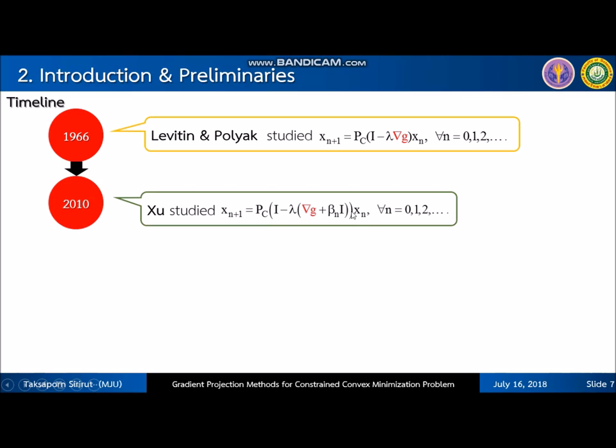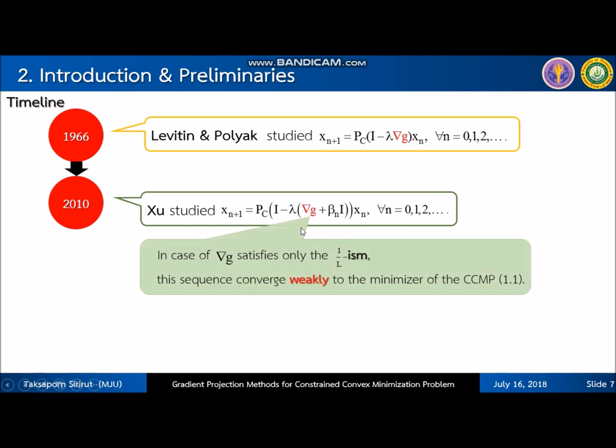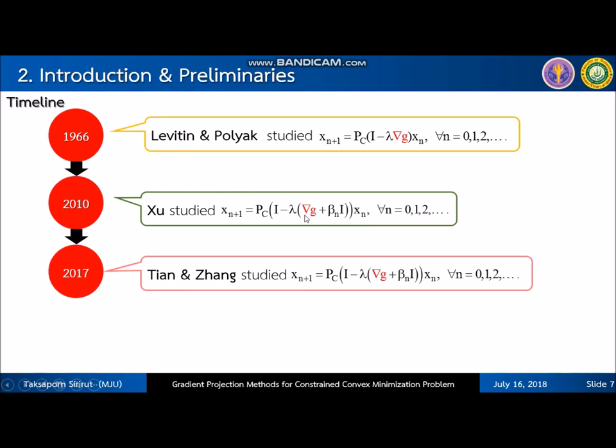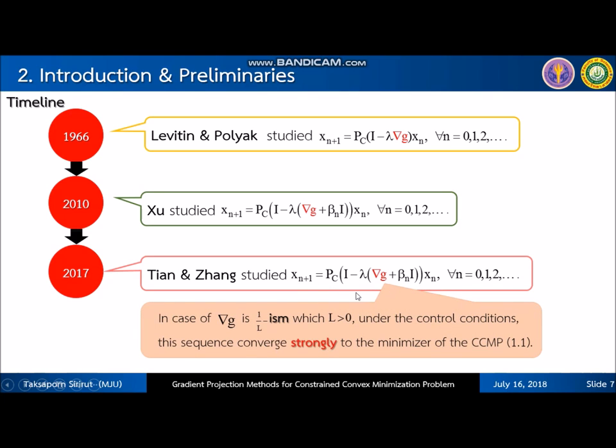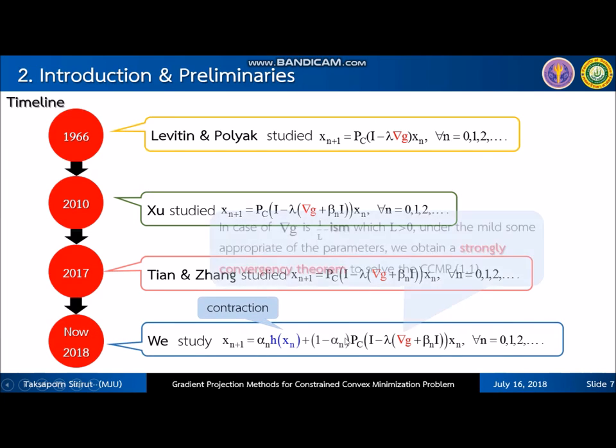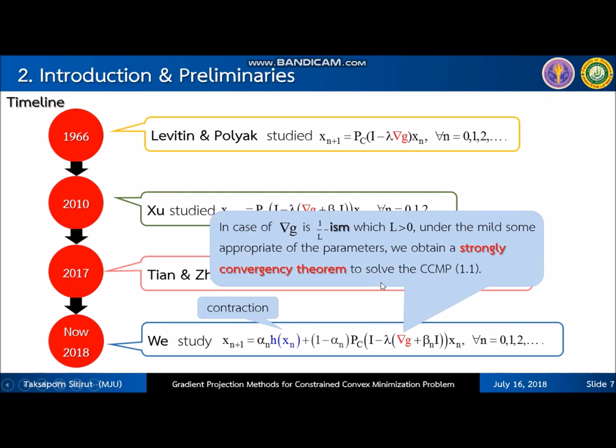Next, in 2010, Xu introduced this sequence. In the case that the gradient of function g is 1 by L inverse strongly monotone, he proved that this sequence converges weakly. And it was not known whether this sequence may converge strongly or not until 2017, when Tian and Jiang introduced this sequence, and they proved that this sequence converges strongly. And now, we study this sequence where h is a contraction, gradient g is 1 by L ISM, and determine some appropriate conditions on the parameters. We obtained a strong convergence theorem to solve the CCMP.